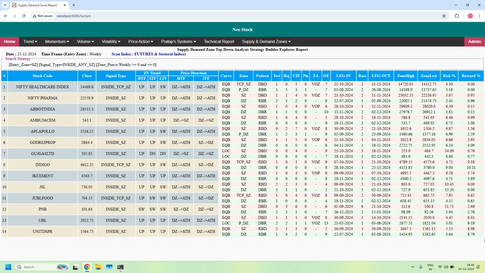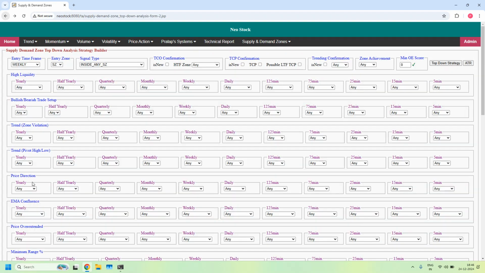Currently price closed in these 14 weekly supply zones. Out of these 14, let us verify how many are having weekly EMA confluence. The weekly supply zones having weekly EMA confluence. Let us set the filter in EMA confluence at weekly time frame. I am enabling the filter weekly supply zone having weekly EMA confluence.